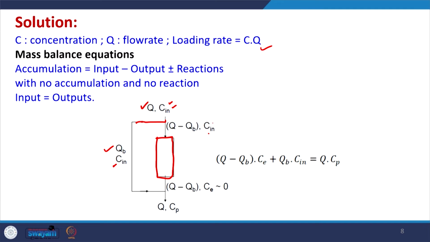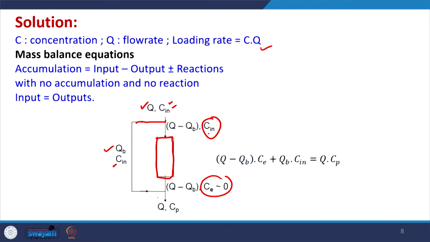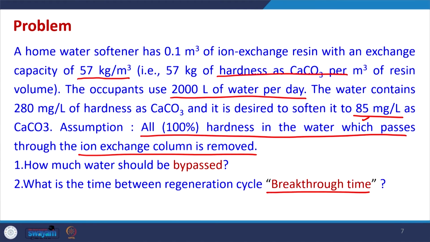Now, this concentration will totally get removed when the water passes through the ion exchange bed, because it has already been told that 100% of the hardness in the water gets removed when it passes through the column. So, this is already given. Now, after that this bypass stream and this treated stream merge together, and then this flow rate will again become Q, and we have a concentration which is Cp, and this Cp is desired to be 85 milligram per liter.